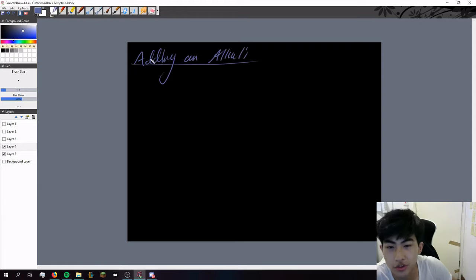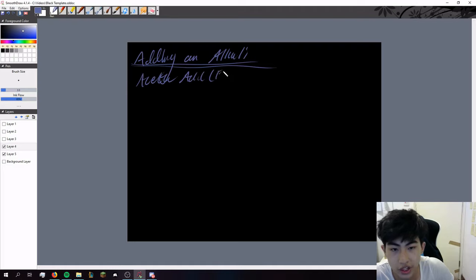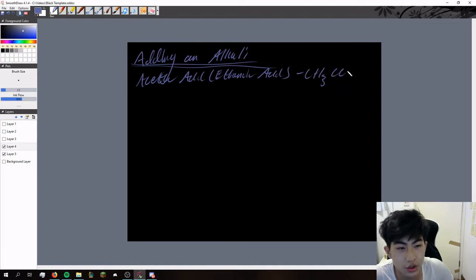So let's make up a buffer, shall we? Let's do an acetic acid buffer. Acetic acid, also known as ethanoic acid, is given by the formula CH3COOH. Now this is our chosen weak acid.